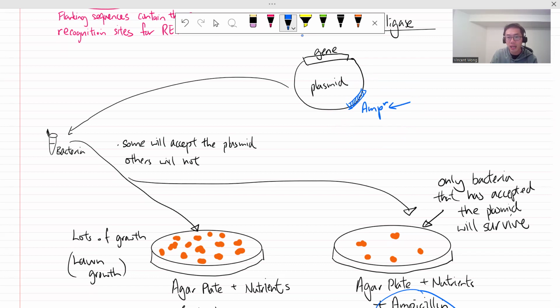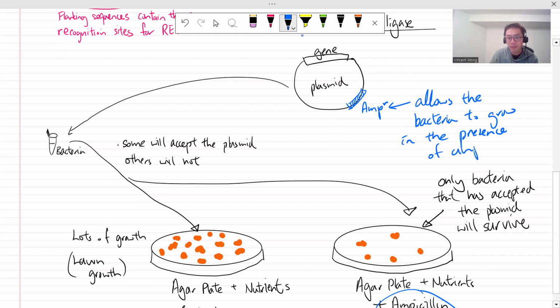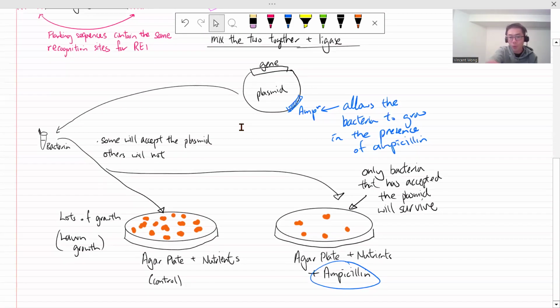Right? This gene allows the bacteria to grow in the presence of ampicillin. So that's how we know all the ones that are growing on this second plate are the ones that have the plasmids. Those are the ones that we want to mass produce, because those are the ones that are able to make the insulin for us, right?